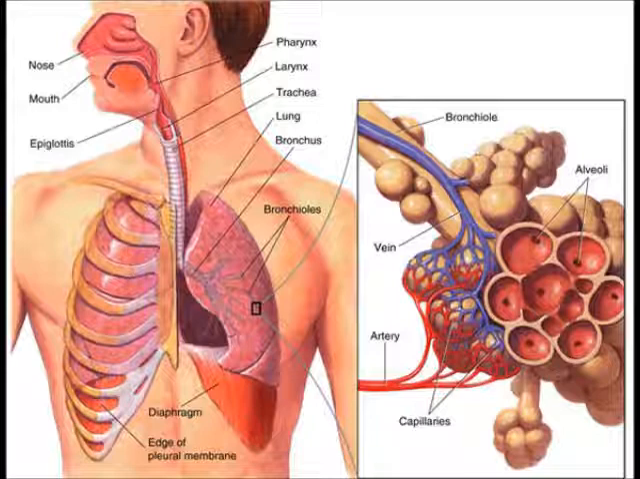Transpulmonary pressure. The difference between the alveolar pressure and the pleural pressure. Calculations: PTP equals alveolar pressure minus pleural pressure. Now we did say that what? Pleural pressure is always what? Negative. So this pressure on inspiration or on expiration, what is it going to be? Positive number.